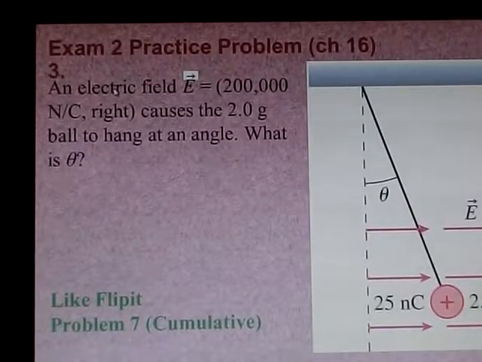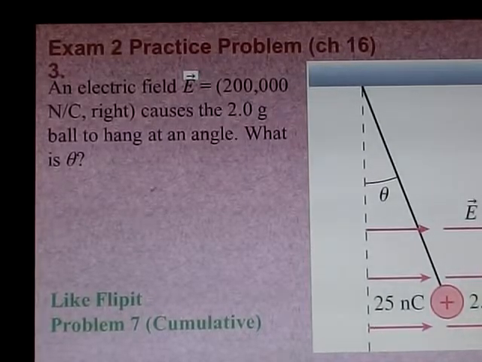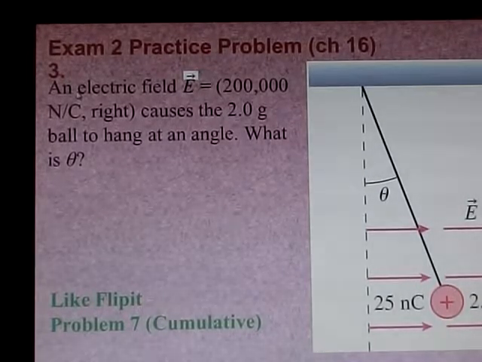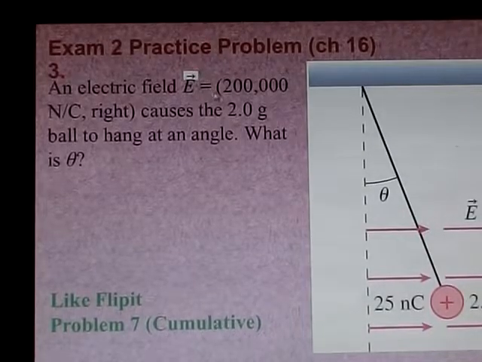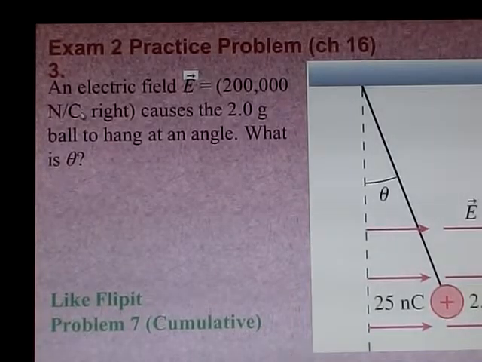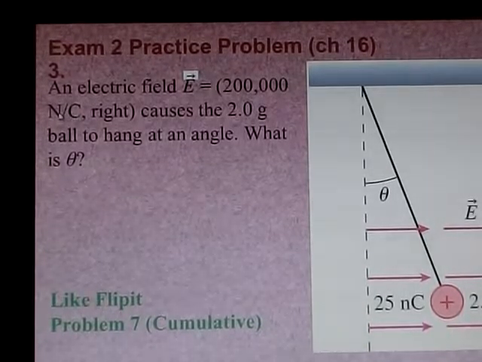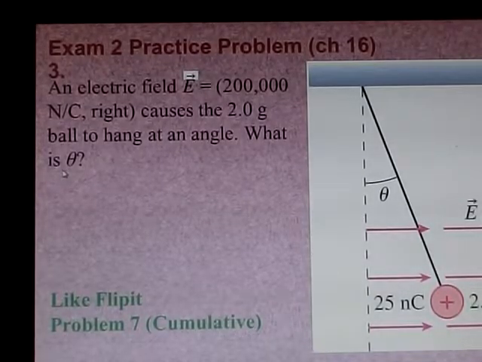All right, this is another very interesting problem, very much like the flip it as well. Here you are asked to find an electric field, or you are given an electric field. See it here, 200,000 newtons per coulomb. The electric field is to the right, and you are asked to find the angle.